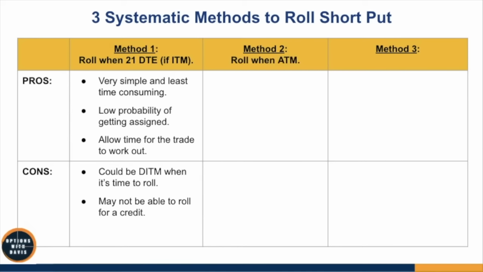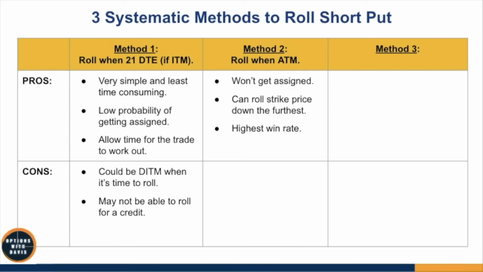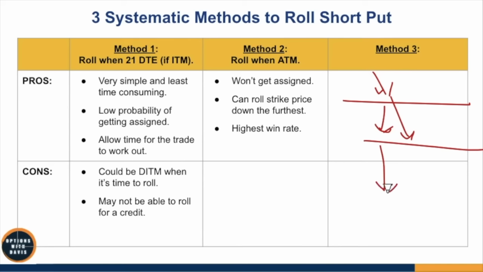Okay, so the second method is the aggressive method, which I've shared with you earlier, and that is to roll when it's at the money. So the pros of this is that you won't get assigned, because the moment it reaches your strike price, you're just going to roll, right? If the market comes down, you're going to roll it down, and if it drops again, you're just going to roll it down again, and you just keep doing this, rolling and rolling, basically to perpetuity, right? You roll until the furthest expiration date possible. And that's why you can roll to the furthest strike possible, because it's at the money.